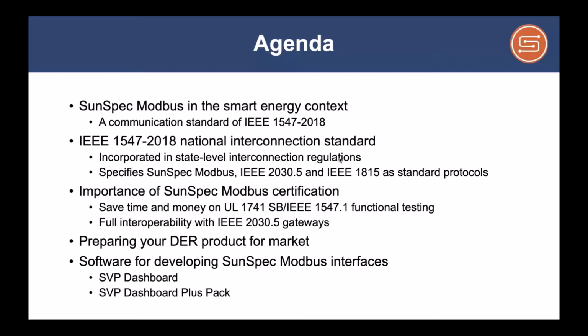The SunSpec SVP Dashboard, which we provide to all members as a member benefit, so it comes at no cost. And that's used for development and initial debugging. And then we have the SVP Dashboard Plus Pack, that we offer for an additional fee, and that provides automated testing for SunSpec certification and for this 1547.1 functional testing that we'll also be discussing.